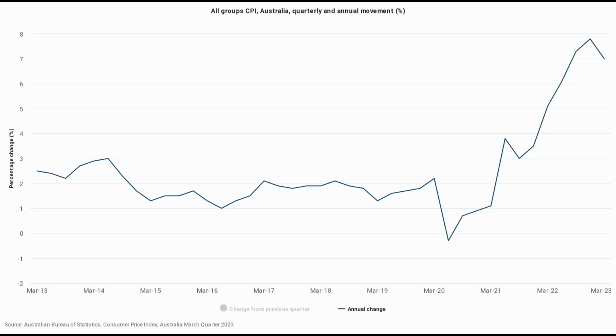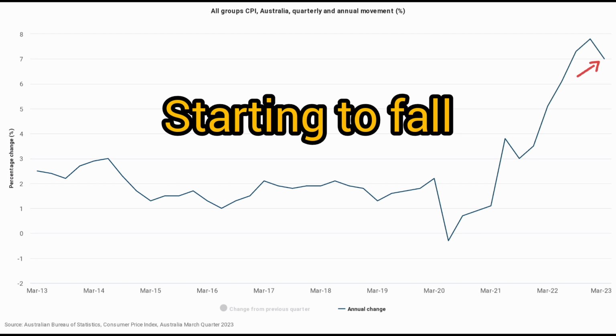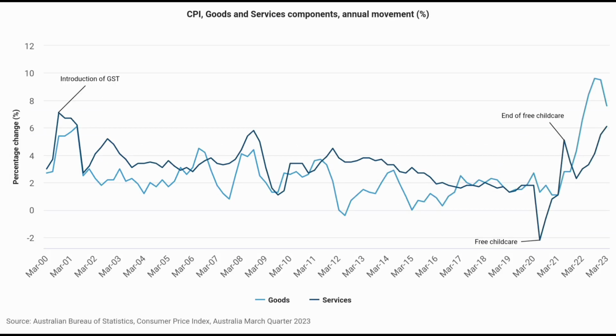My opinion, it's not that simple. Inflation is influenced by many factors, both domestic and global, and it's hard to isolate the effect of one policy. The silver lining is that inflation seems to have peaked at 7.8% in the previous quarter and is starting to fall. This is mainly because some goods prices are coming down as supply catches up with demand.